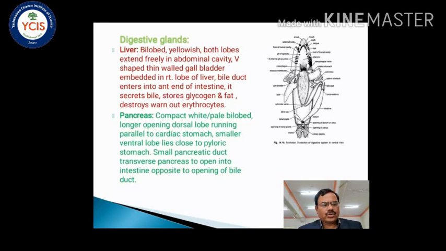Another gland associated with the alimentary canal is the pancreas. In Scoliodon, the pancreas is a compact, white or pale colored bilobed structure.